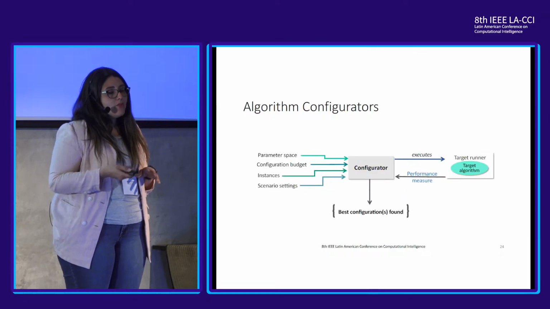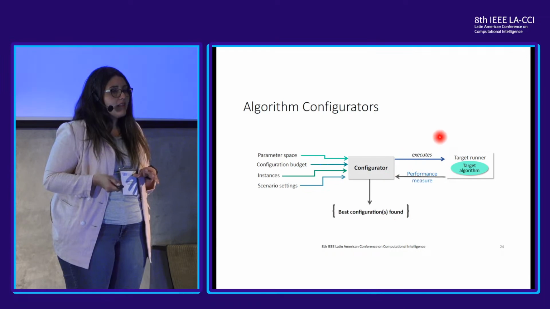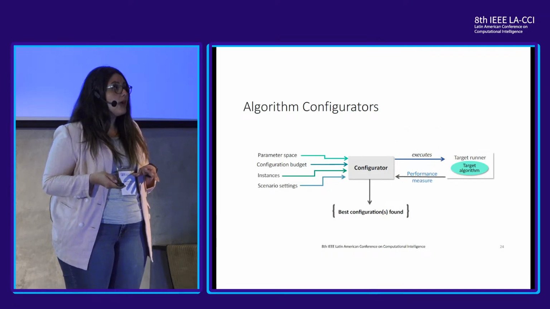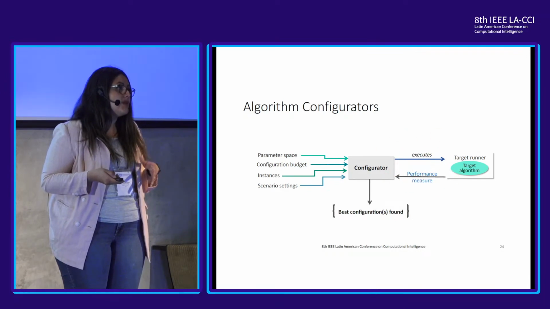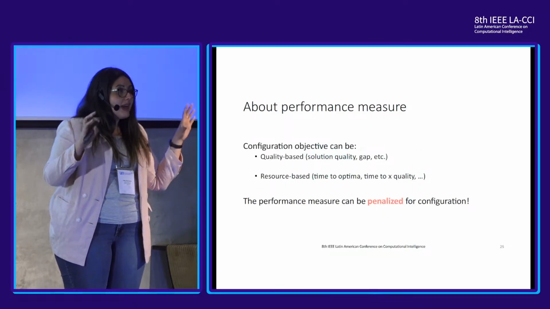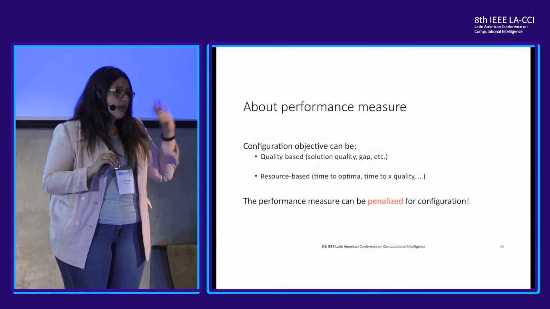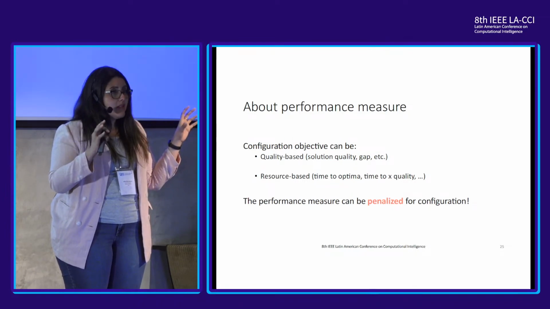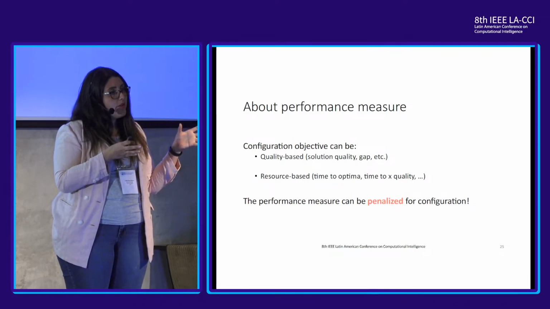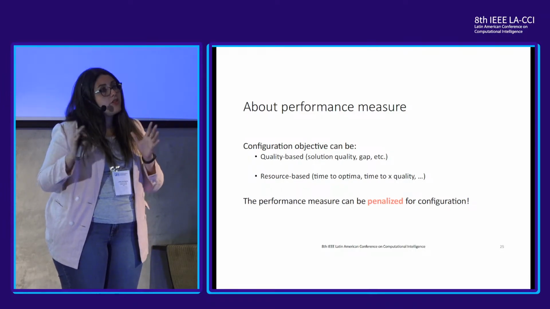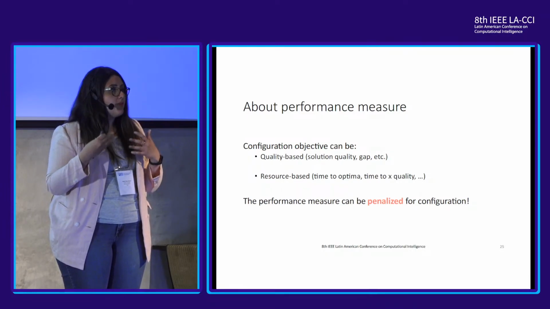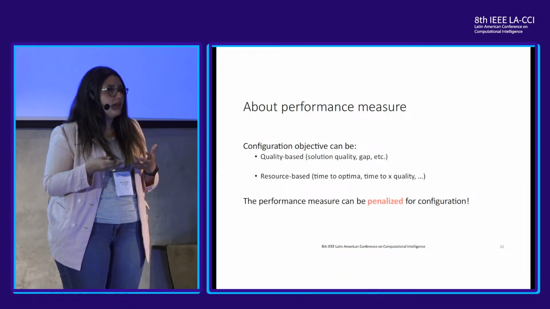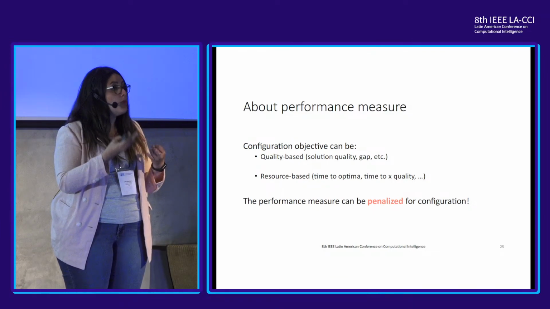What are the things we need to pay attention to? As I said, the performance measure, and what we normally want to optimize when we optimize an algorithm, we can divide in two. Some measures are based on quality, so we want to have the best performance in terms of solution quality of our algorithm. And then some other measures are resource-based. We want to get the quickest, best solution possible, so it's about time, or it's about some other resources.